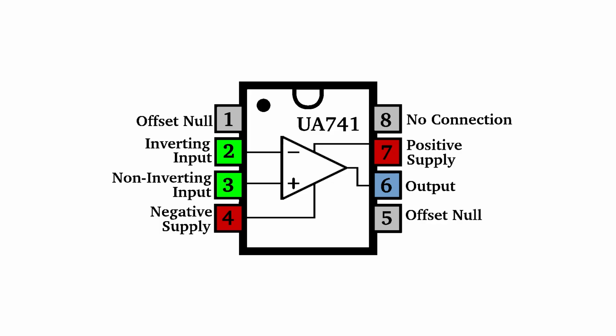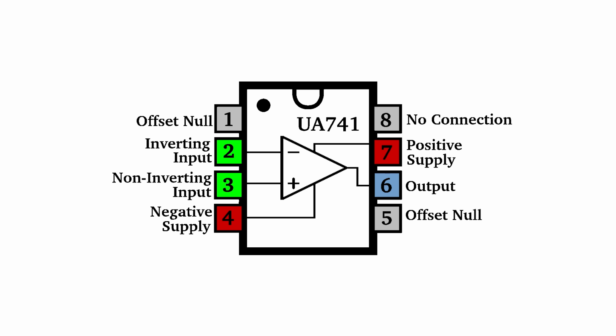years old 741. I think this is the first IC I've ever used. It's either this one or the 555 timer, but I think it's this one. Anyway, this IC has been in the market for over 50 years and it doesn't work like a modern rail-to-rail operational amplifier. When the negative input is less than the positive input, it doesn't go down to 0 volts.